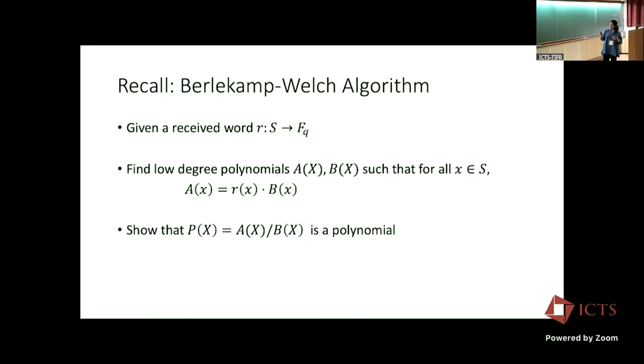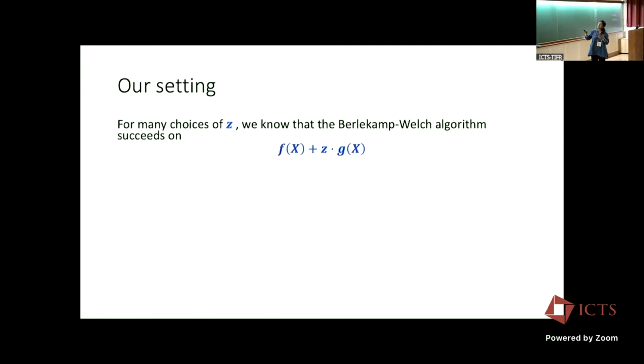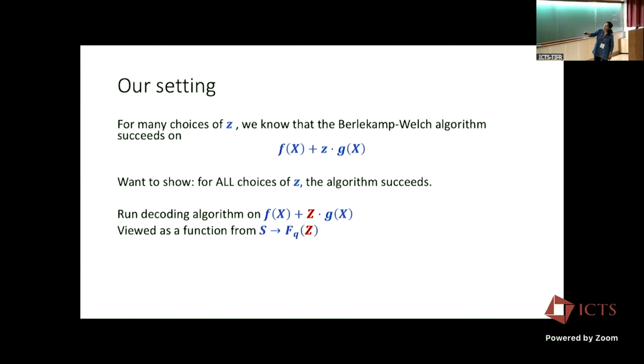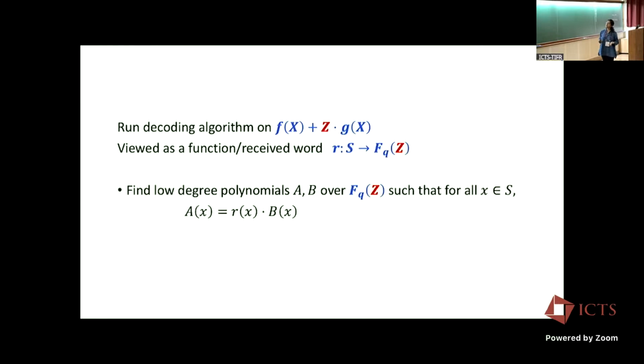And then once you find A and B, the next step of the Berlekamp-Welch algorithm is to show that B divides A. And what you get is a polynomial, and that polynomial actually is the unique nearby polynomial to your codeword. Let's try to run the same Berlekamp-Welch algorithm on this big function field, on this received word over this gigantic field where capital Z is now a formal variable. And we want to conclude that the algorithm works.